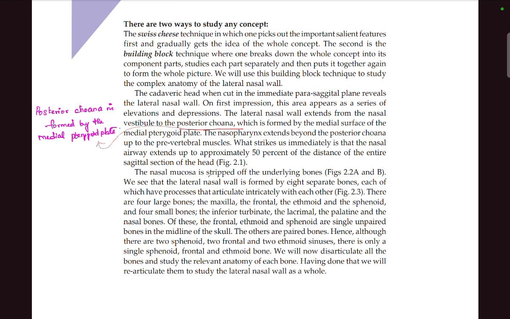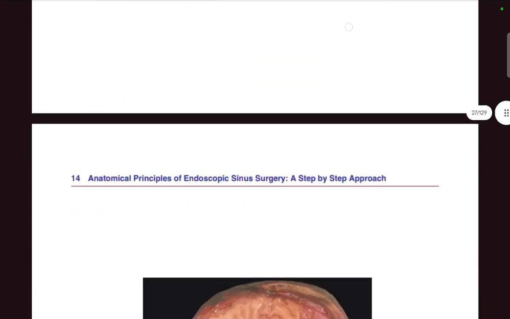Of these, the frontal, ethmoid, and sphenoid are single unpaired bones in the midline of the skull. The others are paired bones. Hence, although there are two sphenoid, two frontal, and two ethmoid sinuses, there is only a single sphenoid, frontal, and ethmoid bone. We will now disarticulate all the bones and study the relevant anatomy of each bone. Having done that, we will rearticulate them to study the lateral nasal wall as a whole.